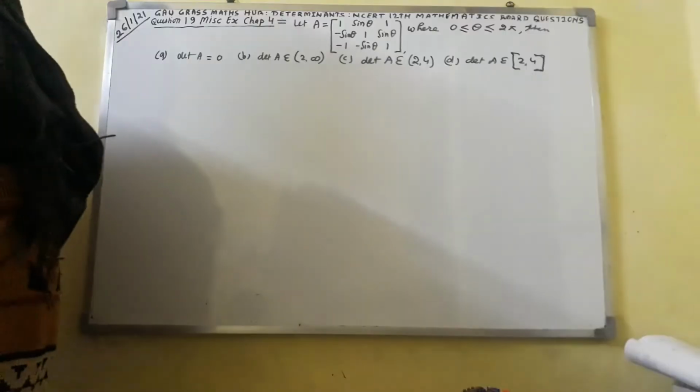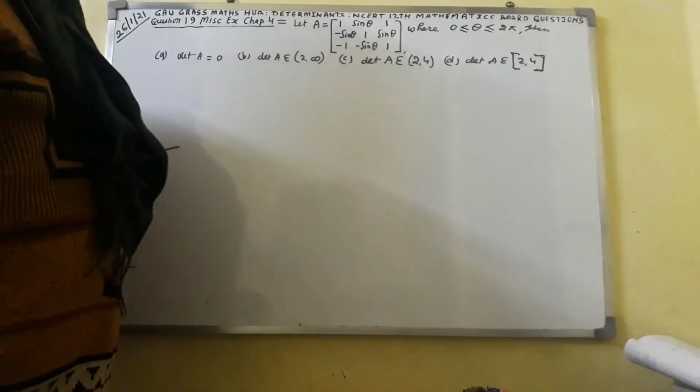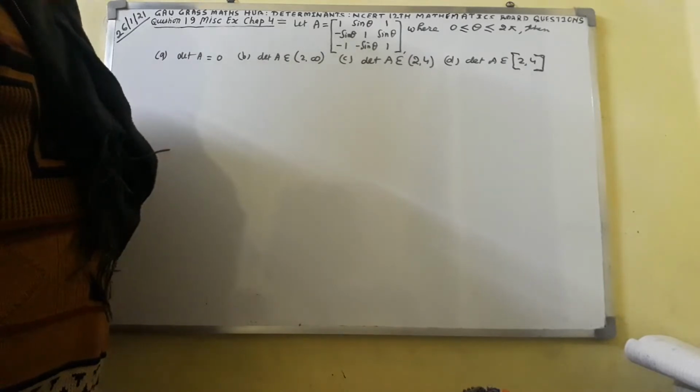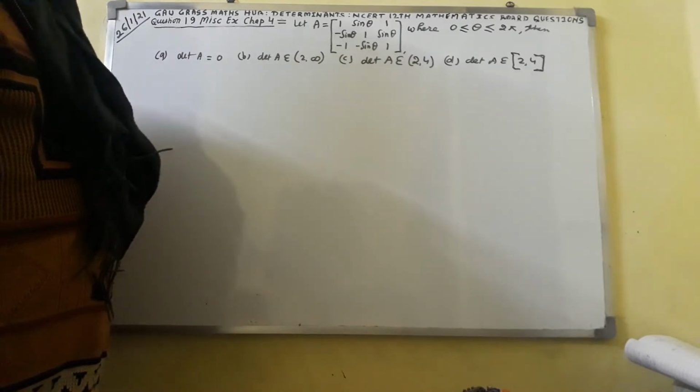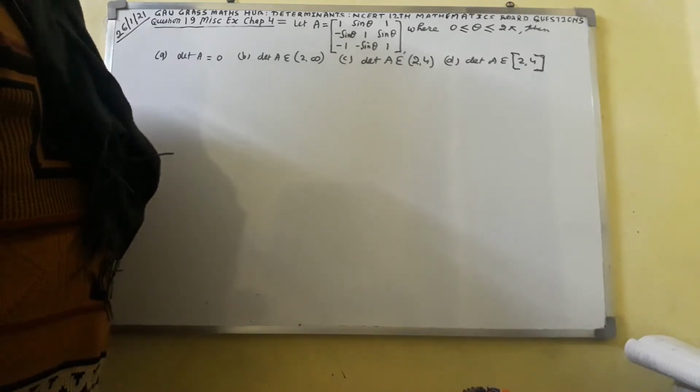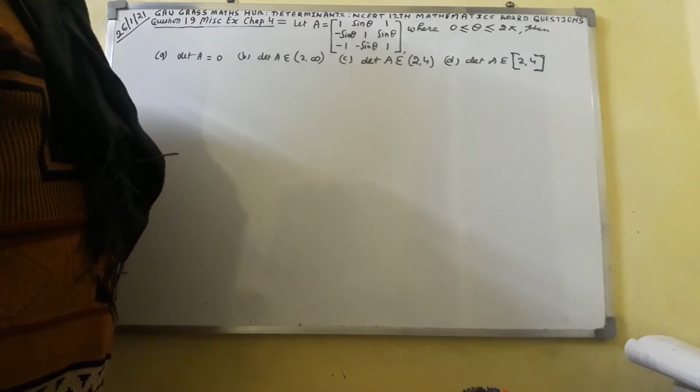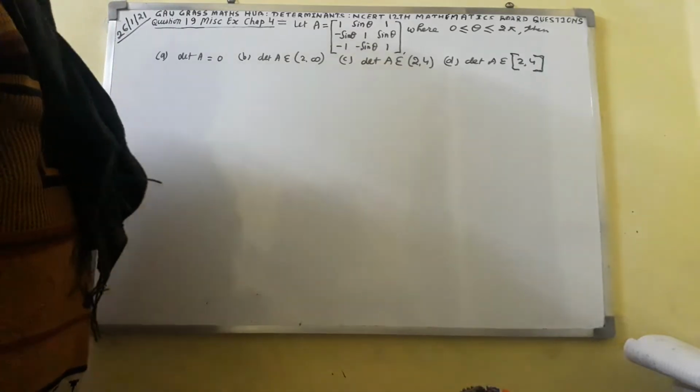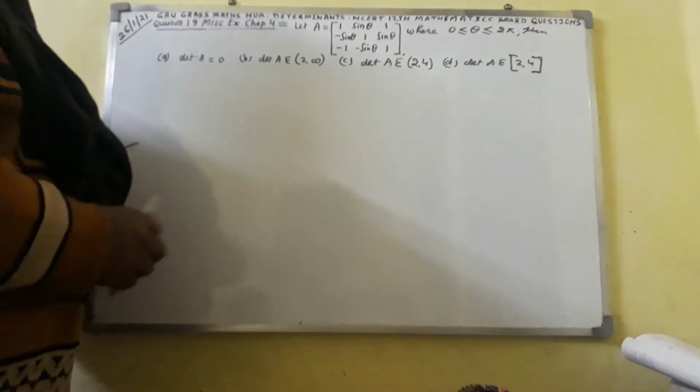Option A, det A is equal to 0. Option B, det A belongs to the open interval 2 comma infinity. Option C, det A belongs to the open interval 2 comma 4. Option D, det A belongs to the closed interval 2 comma 4. This is the question about which I am going to discuss here. Here I shall write the solution.